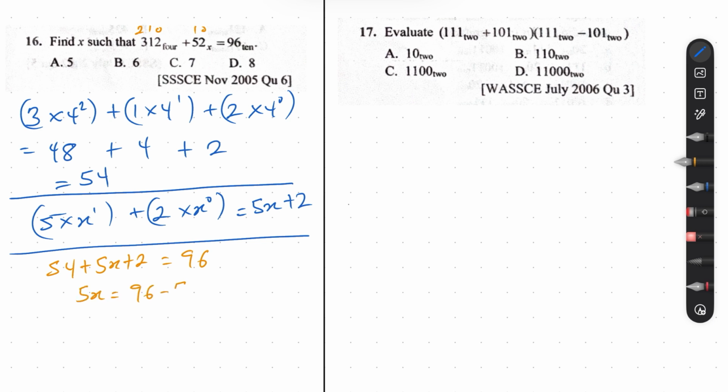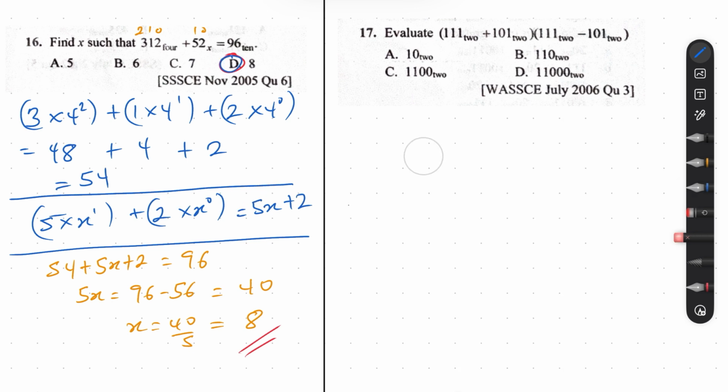96 minus 56 will give us 40. So x is equal to 40 over 5, which is 8. So 8 is our answer, which is D. Okay, let's move on to question number 17.